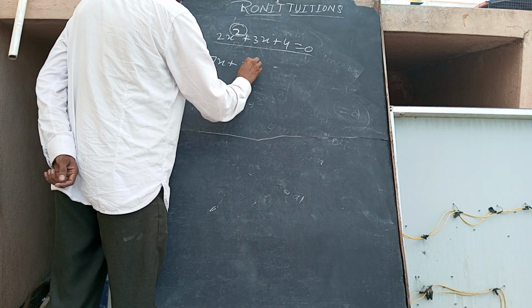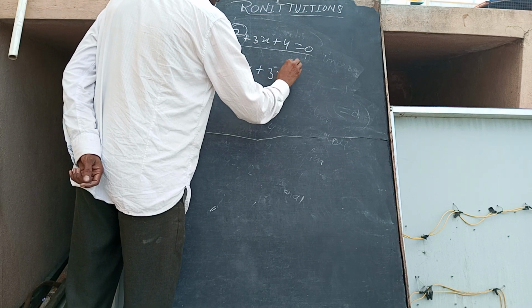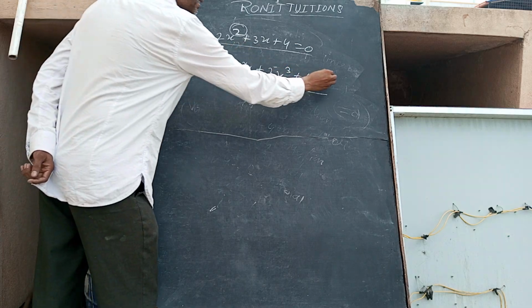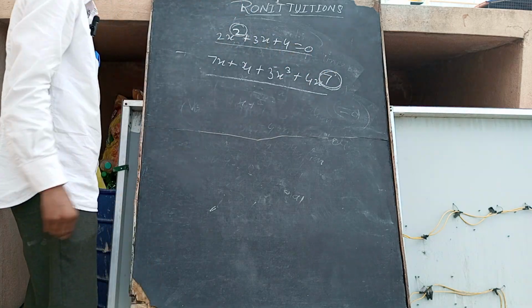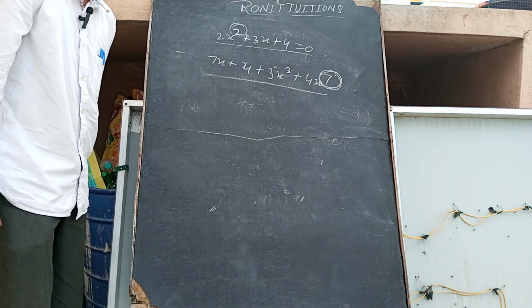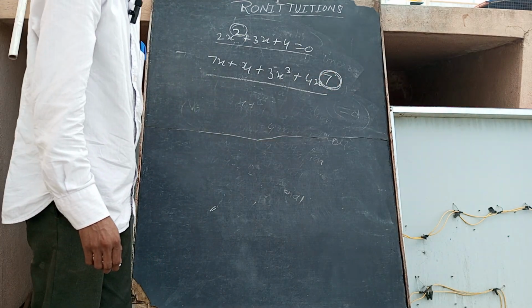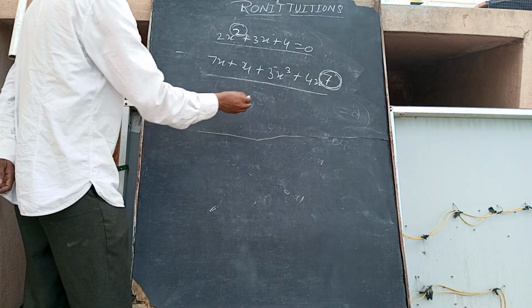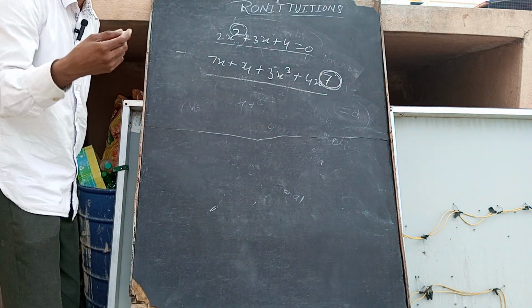Suppose it is written this way also: 7x plus 4 plus 3x cube plus 4x to the power 7. So what is the degree in that? The degree is 7. Because it is the highest power of the variable, whether a, b, c, d, x, y, z, p, q. The power we see is the degree, and that many solutions are there.